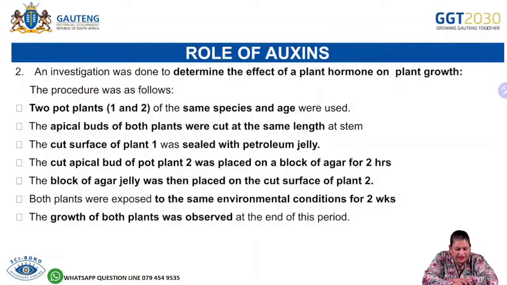Then the apical buds of both plants were cut at the same length. What is an apical bud? An apical bud is a bud at the tip of the stem. A lateral bud is a bud on the side branches.